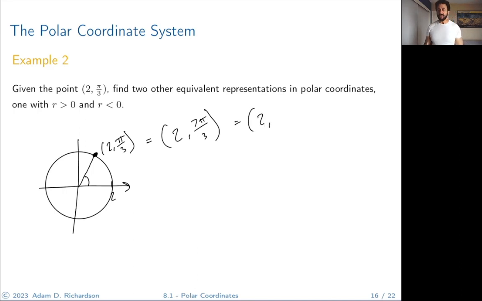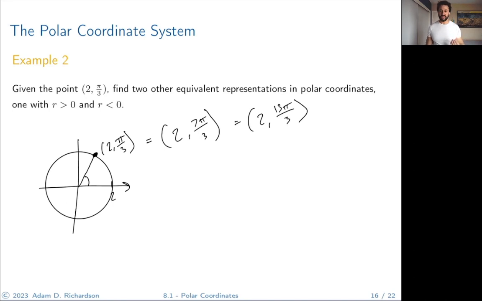Radius is still 2, but now I'm going to add another 6 pi over 3 to that, so I should get 13 pi over 3. There we go. All right, so those are 2 other representations of that point with the radius positive. Now let's do the same thing, but we want the radius to be negative in this case.